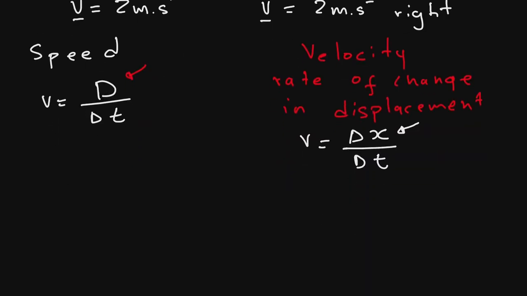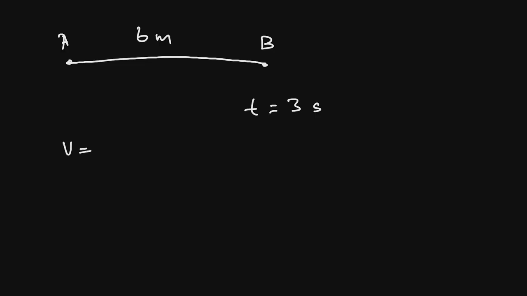Let's say, for example, we have an object moving from point A to point B. It takes 3 seconds to move from point A to B, and the distance that it has covered is 6 meters. The question asks you to calculate the average speed from A to B. So the speed is equal to the distance over change in time. The distance covered from A to B is 6 meters.